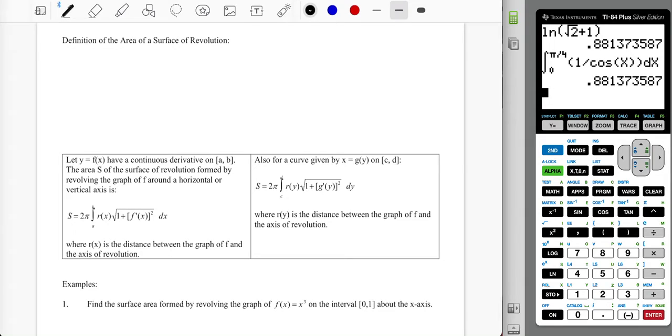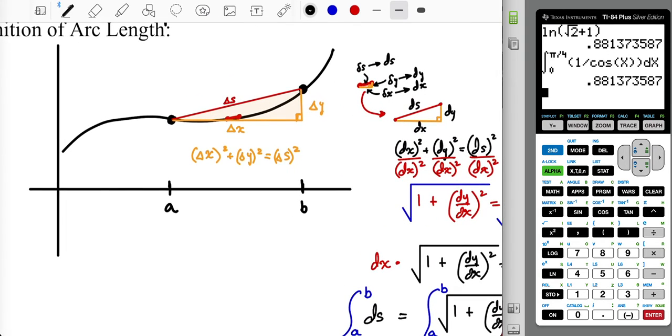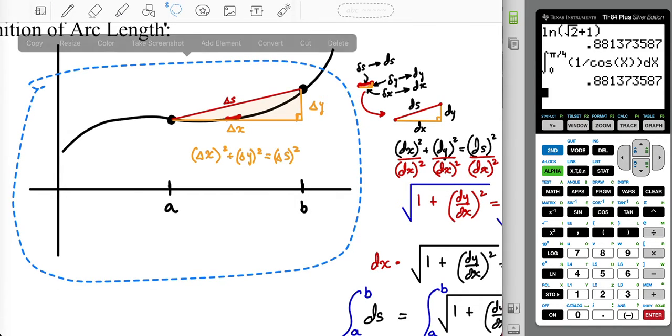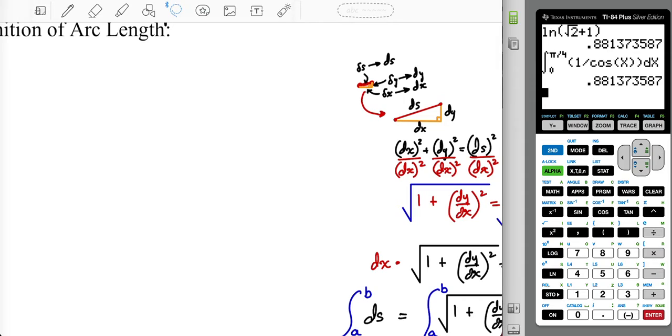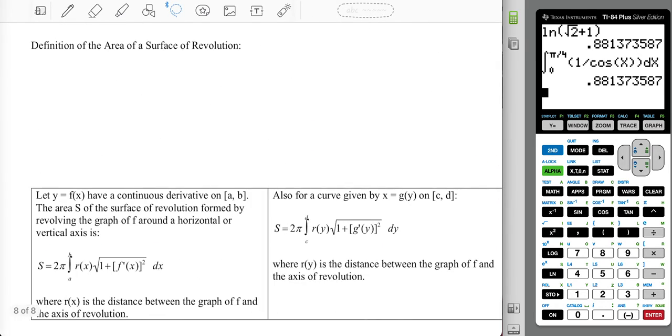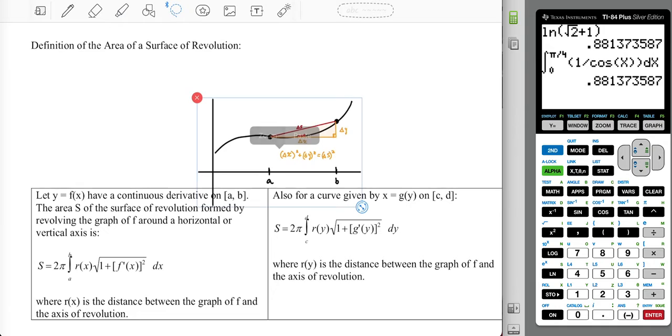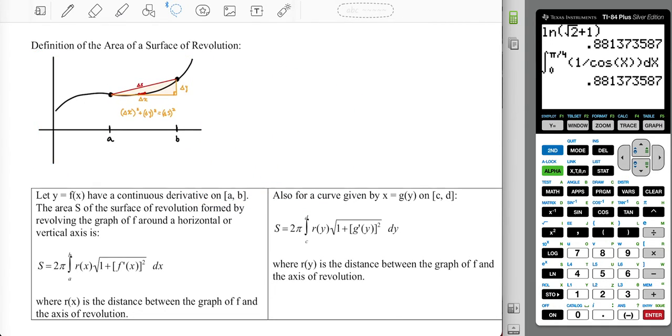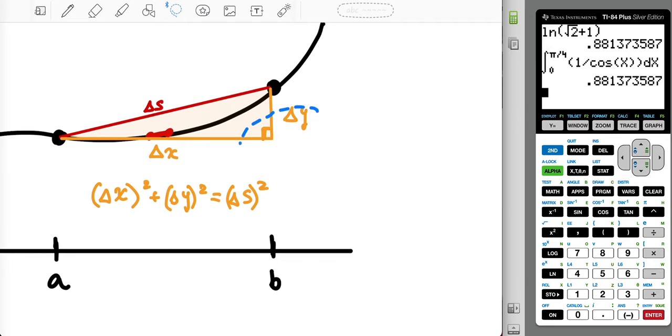On page 42, we're talking about a definition of the area of surface of revolution. So what I'm going to do is take the diagram that I drew on the previous page and actually spin that around the x-axis. All right, over the interval of a to b, all that good stuff.